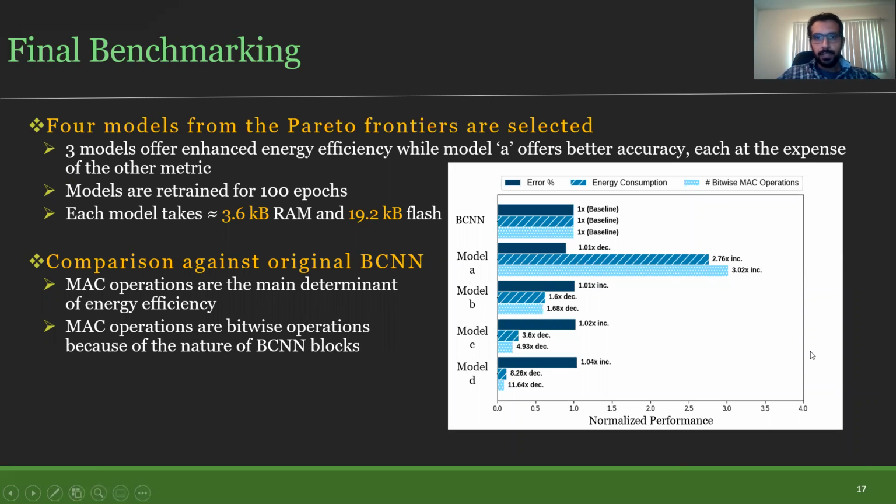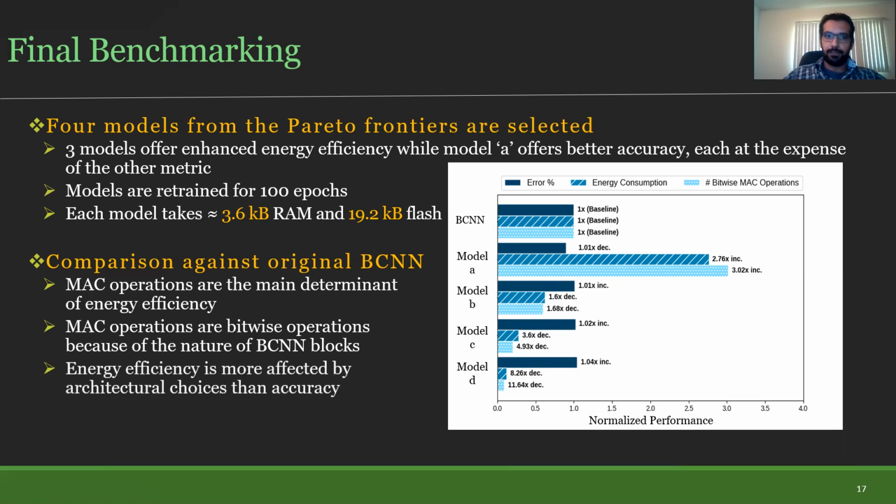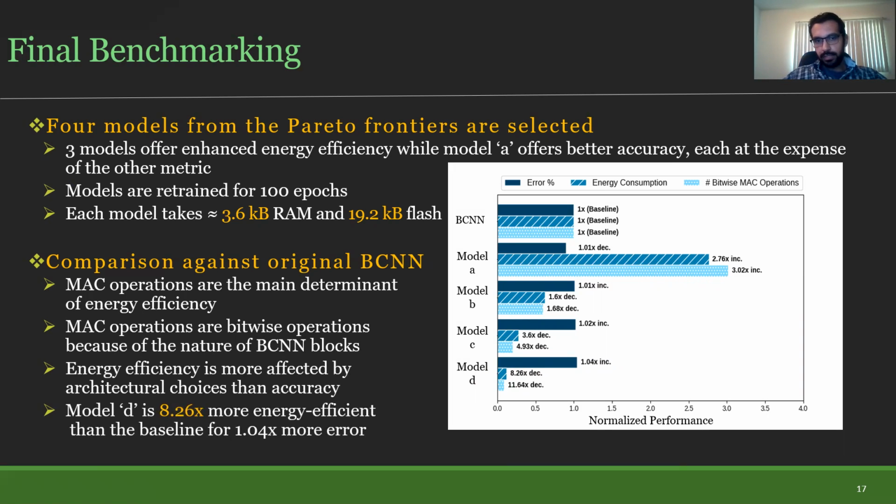And as you can see, for model A, a small decrease in the error requires a lot more energy consumption. And for example, model D, a more energy efficient architecture, takes around 1.04 times the amount of error that was induced by the original BCNN. So we can conclude that energy efficiency is more affected by architectural choices than accuracy for the BCNN architecture. And we also see that model D is much more energy efficient than the baseline for a 1.04 increase in the error.